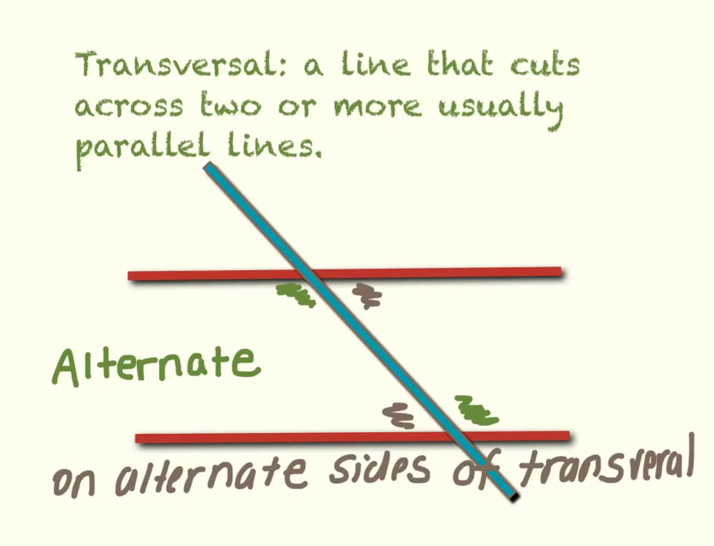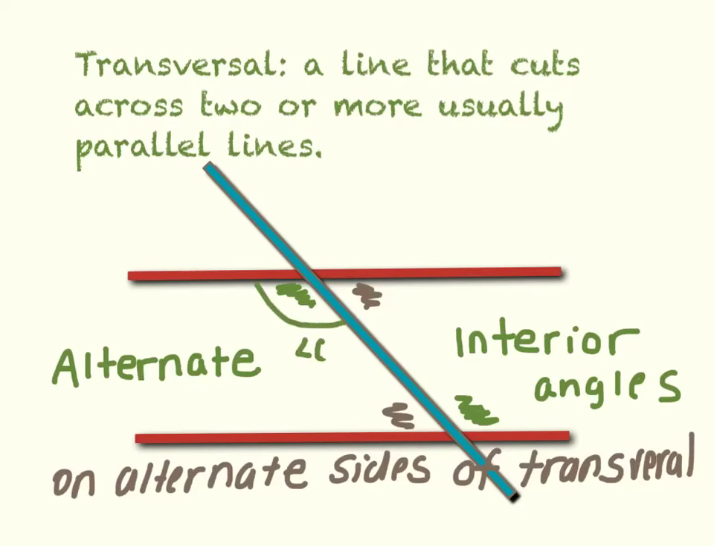Then you also have alternate angles, and these are color-coded here. This angle here, which I'll name angle A, is alternate to this angle, angle B. The reason they're called alternate is because they are on alternate sides of the transversal line. And angle A and angle B specifically are called alternate interior angles. And alternate interior angles have equal angle measures. So angle A equals angle B.